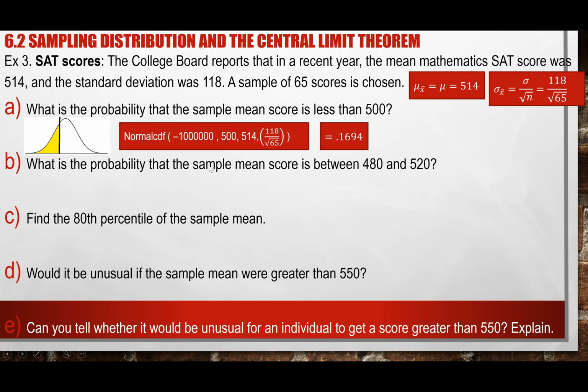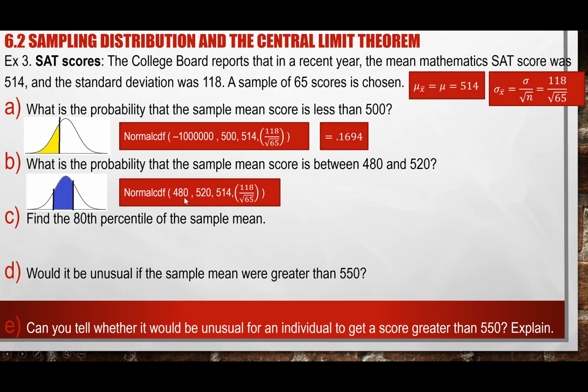What is the probability that a sample mean score is between? Well, because it's between, I need to find the area between. And between is easy because whatever the two values are, those are my two endpoints: my lower endpoint and my upper endpoint. My mean is 514, and the standard deviation is 118 divided by square root of 65. I plug that in, and this is what I have, which is 0.6490.